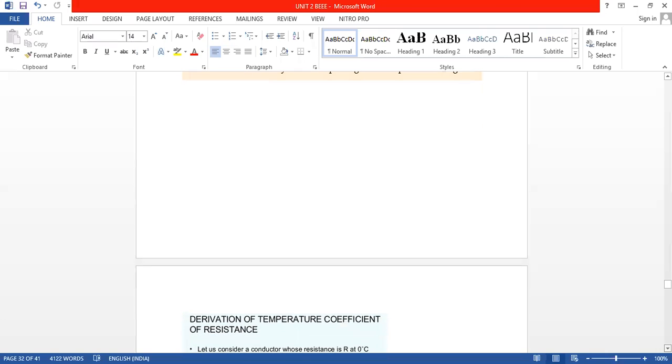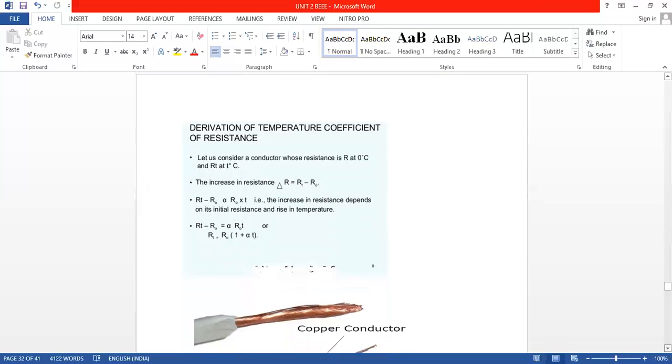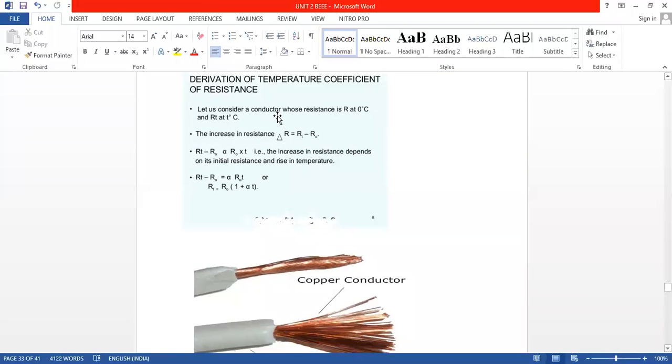In simple language also we can write this, but we have to show it with the formula. Whenever temperature increases or decreases, the resistance of any object also increases or decreases. So we should explain it with a mathematical relation. Okay, now we are taking the derivation.